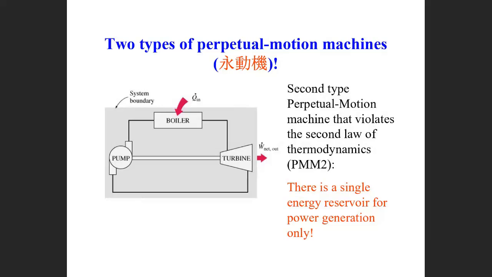And then people also tried to invent the second type of perpetual motion machine. They think, I just want to convert all heat energy into electricity. It's impossible because it violates the second law of thermodynamics. With only a single thermal reservoir, it will not produce any work.